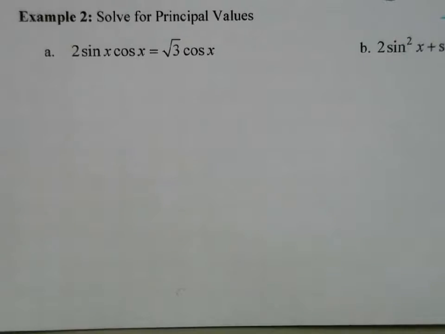For principal values, these are our function values. For sine, that's between negative pi over 2 and pi over 2 inclusive. For cosine, that's between 0 and pi inclusive. For tangent, that's negative pi over 2 to pi over 2 non-inclusive.